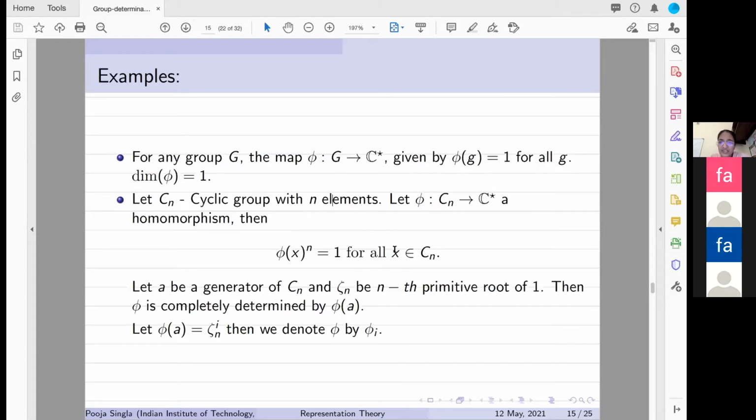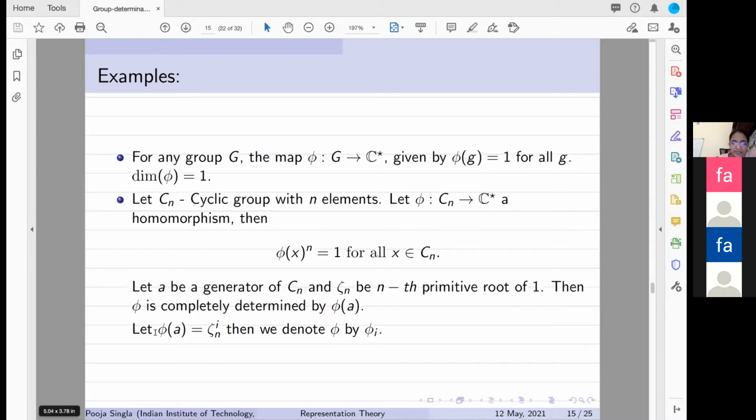Okay, so to understand all the representations is understanding all the one-dimensional homomorphisms. So that tells me if A is a generator, then its image should be an nth root of unity. Okay, so one can write those, and let me say a little bit about what I have written here. So let A be a generator of Cn and zeta_n be the nth primitive root of 1. Then phi is completely determined by phi(A), right? Because it's a cyclic group. What happens to the generator tells me what happens to any other element.